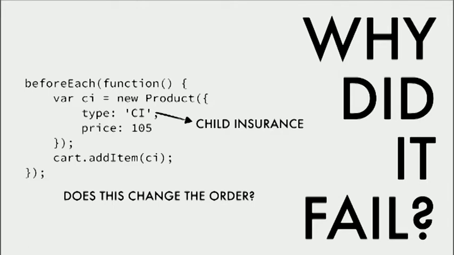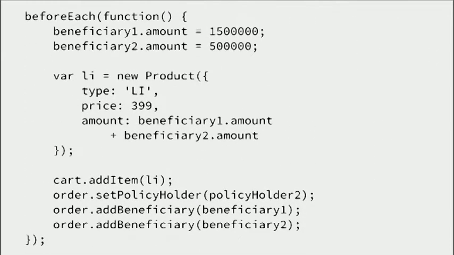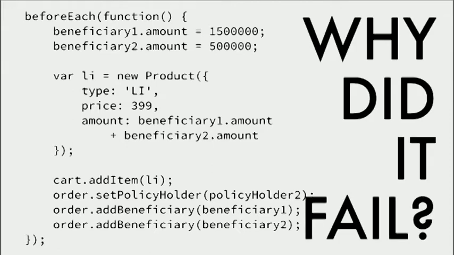I don't understand anything. So I go to the next beforeEach. This is one step up. There's more stuff going on. We create a new product. We add it to the cart. We set the policy holder. We add a couple of beneficiaries. This is a life insurance, LI. And I still don't understand anything.